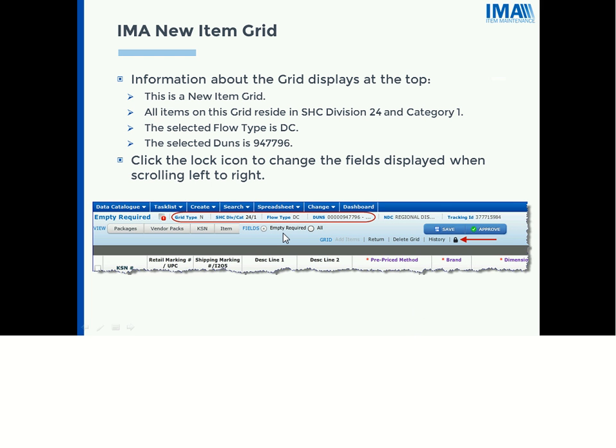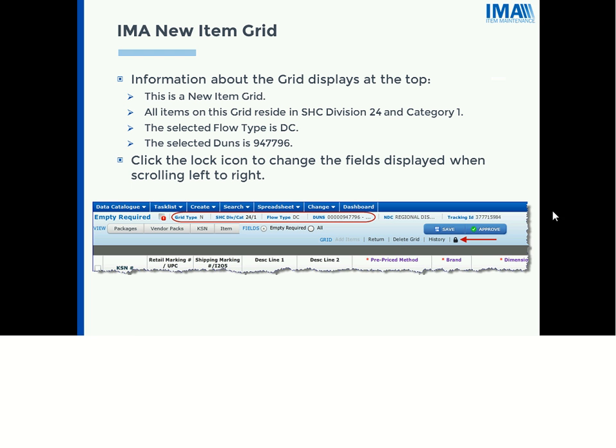Now, if you're working your grid and you're looking at this information and you realize that you put the wrong information on your grid, let's say it was supposed to be division 24, category 10, not 1, you can't change that within the grid. To change that, delete your grid by clicking Delete Grid, and it will return those items to your task list. Then you have to go back to your task list, bring those items into a new grid again, and that's where you can select the correct category or whatever other information may be incorrect.